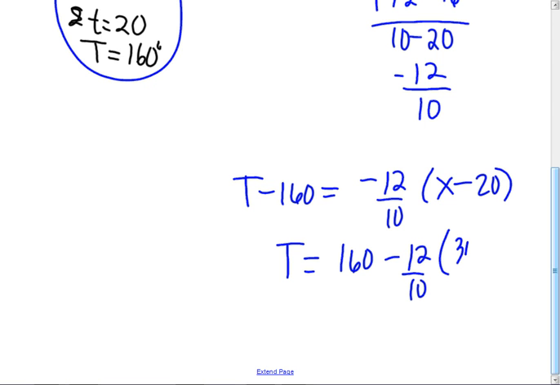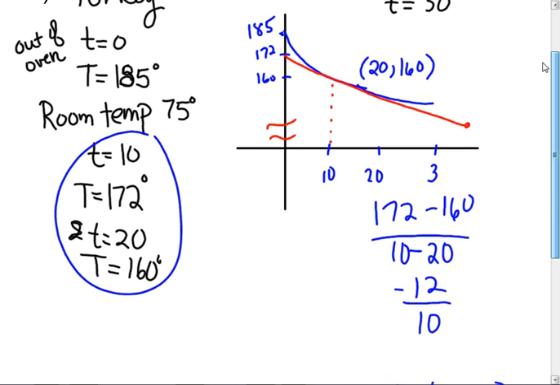And 30 minus 20 is what? Guys, 30 minus 20 is? So that cancels. So it looks like it's about 160 minus 12. Is that what it says in the back of the book? Does Bob agree? It says a half hour later. I'm assuming it's half an hour after it's been removed from the oven.